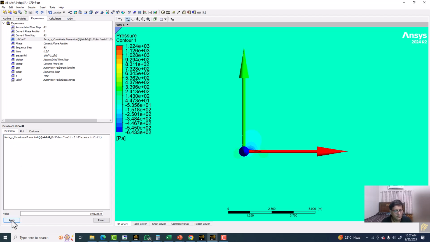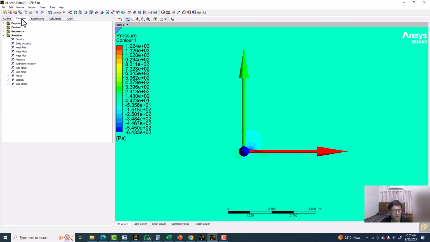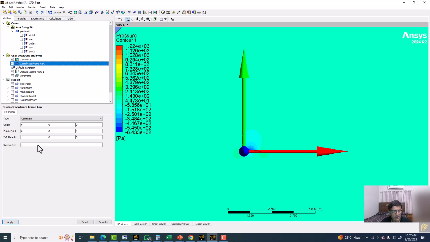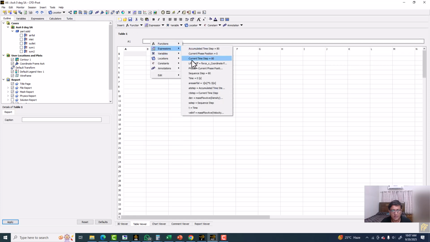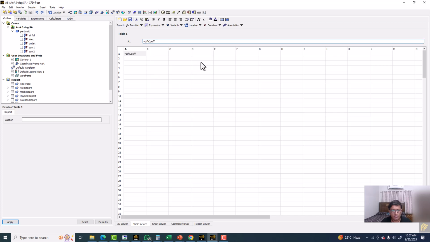and apply. So the value will be the same definitely, because this is already defining the zero angle of attack. But with a 10 degrees angle of attack, you simply have to go back and change the coordinate frame values here. Now I was telling you that the benefit is that if you make a table here and simply go to expression and put the lift coefficient, you get the lift coefficient here. So you can write it down, it's a lift coefficient.